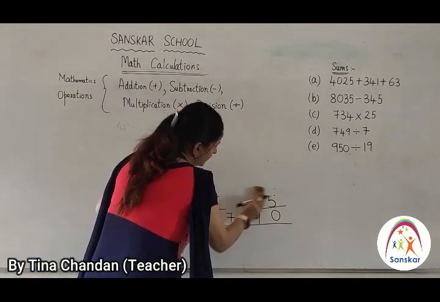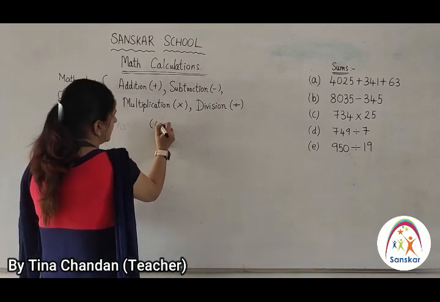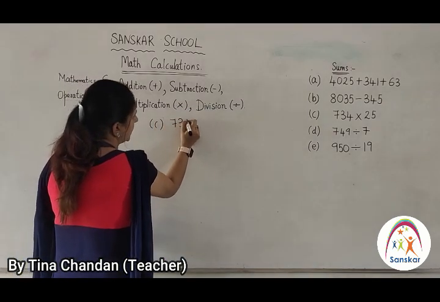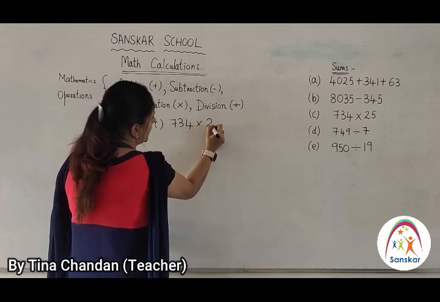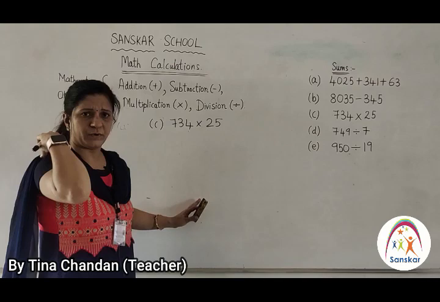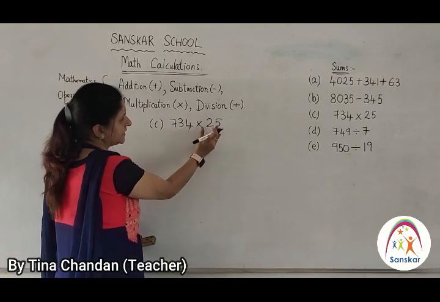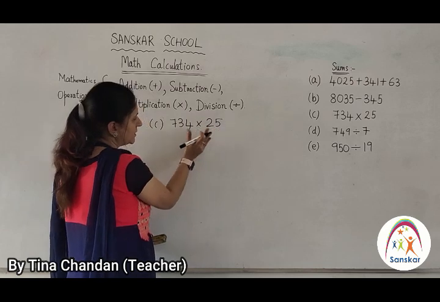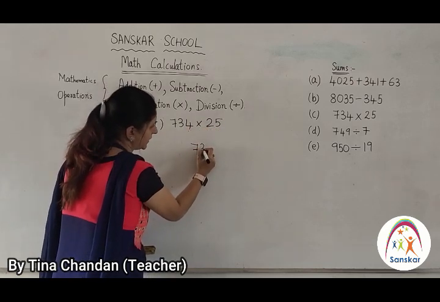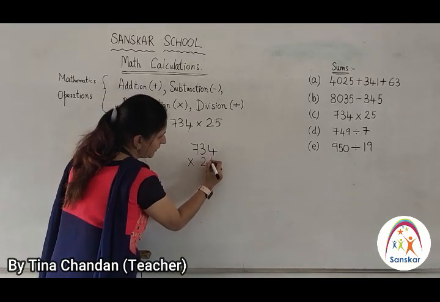Now we'll take one multiplication question. First is 734 multiplied by 25. Now there is no need to write the places over here. We'll just write down the number. Here it is a 3-digit number and it is a 2-digit number. So we'll write 734 and below that we're going to write 25.